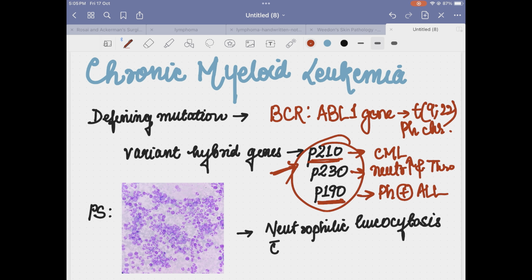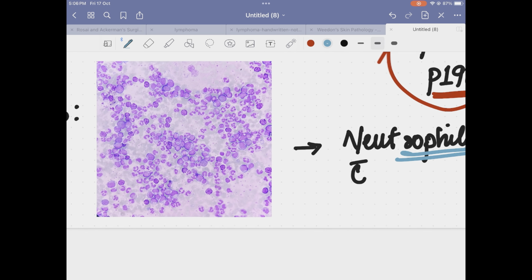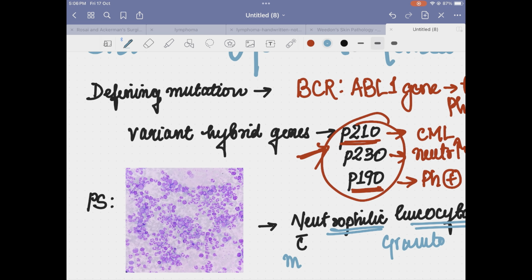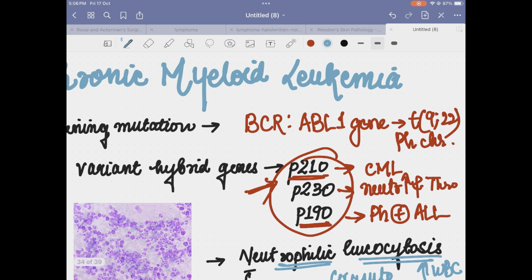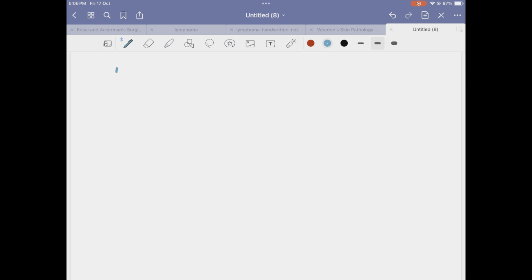So how do you report this smear? You write it as neutrophilic leukocytosis. Leukocytosis is increased WBC count. Neutrophilic means granulocytes are more increased, and the presence of myeloid cells like myelocytes and metamyelocytes, the precursors, is known as myeloid left shift, right? So that's how you write neutrophilic leukocytosis with myeloid left shift. Other than that, what do you write?